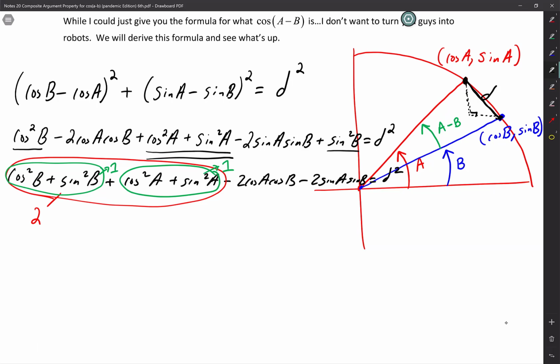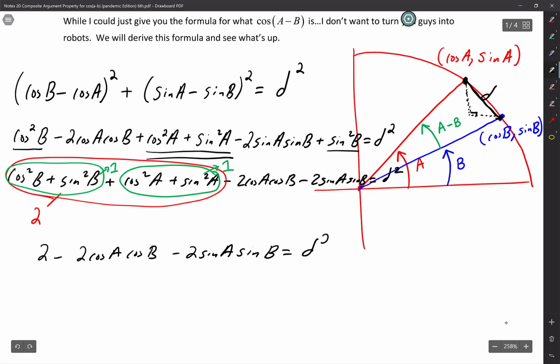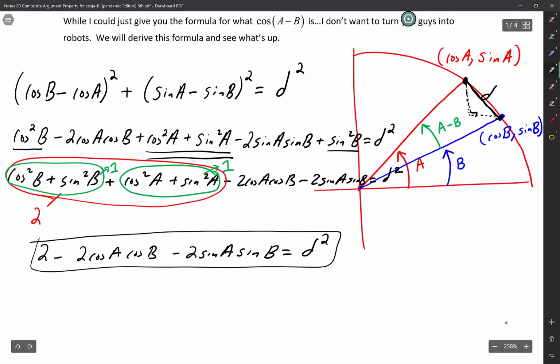It's like a little puzzle. So check it out, guys. Here's what I finally have. I have 2 minus 2 cosine A cosine B minus 2 sine A sine B, and all that equals d squared. And now what? You're like, okay, now what? Leave it alone for now.